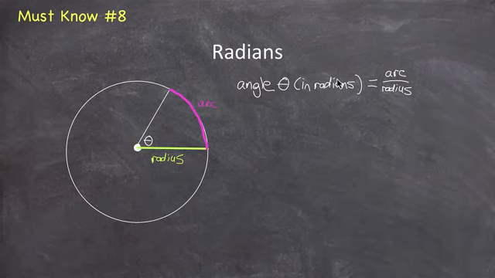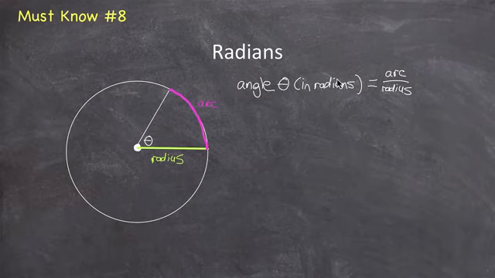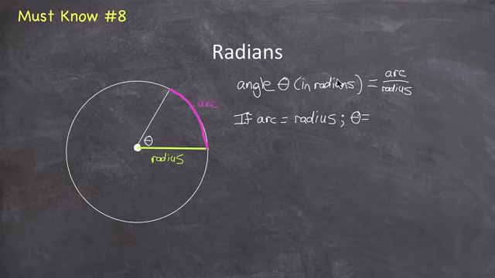So what does 1 radian look like? Well, if this arc length was exactly equal to the length of this radius, that would be 1 radian, right? In the angle calculation, when we do arc over radius, if the arc and radius are equal, really what I'm doing is the radius divided by the radius, which is of course 1.